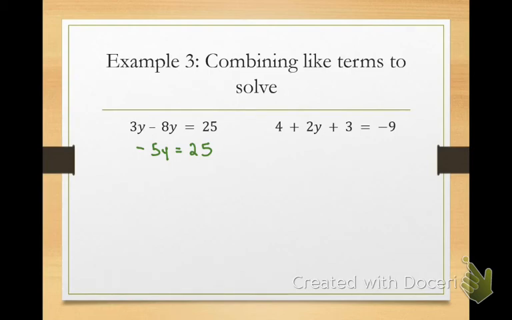All right, Julia, what would be my next step to getting y by itself? Divide 25 and -5y by -5. Very good. Divide both sides by -5. So this cross reduces to a 1. That's what I wanted. And y equals -5. Okay? Y equals -5.